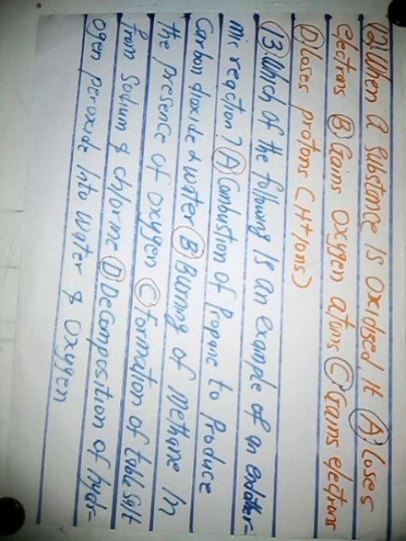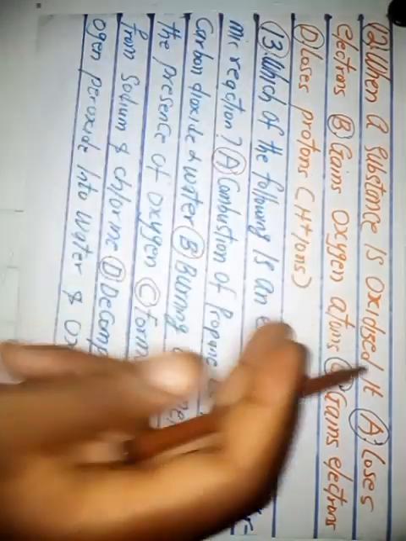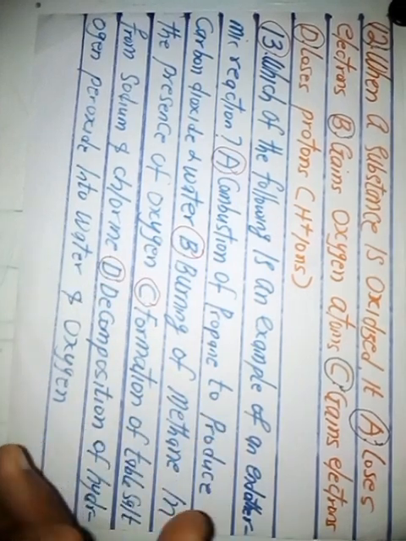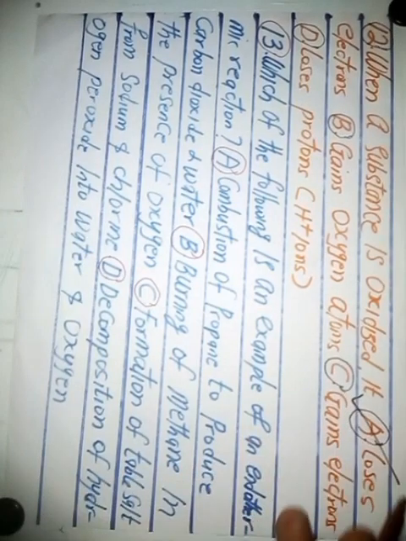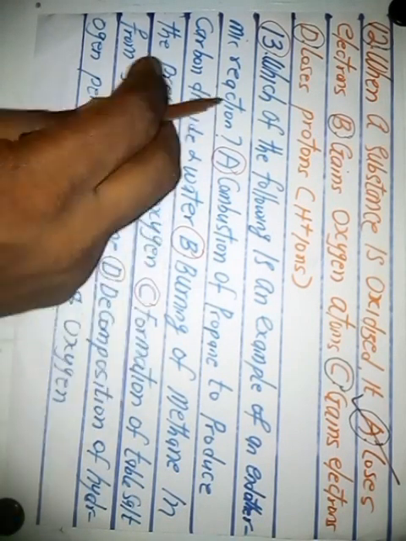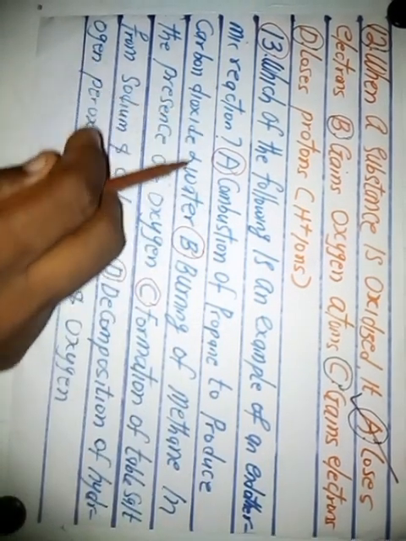RIG, reduction is gain, OIL, oxidation is loss. So they are saying when a substance is oxidized, that is OIL, it loses electrons. So the answer is A. The next question, which of the following is an example of an endothermic reaction?